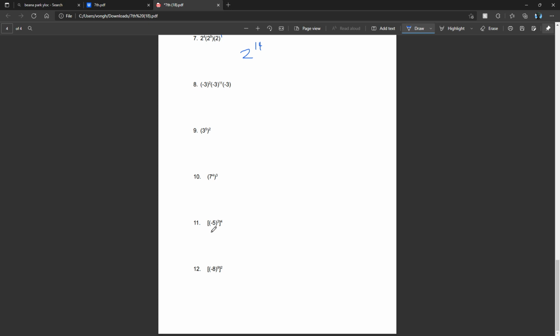try doing 8 through 12 on your own. Actually no, try doing 8 on your own, I'll go over a few of these too. I'll write the answer for 8 though. Negative 3 to the 14th.